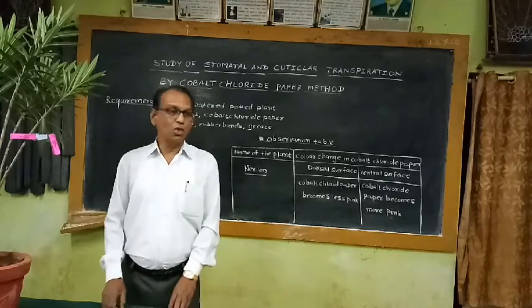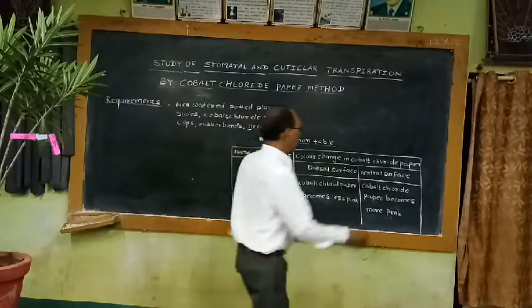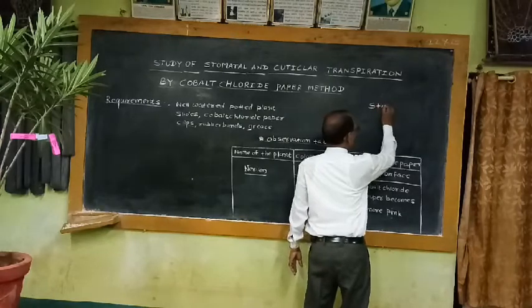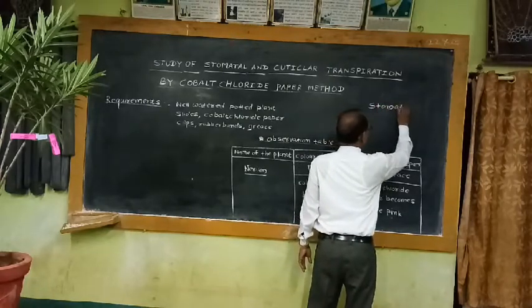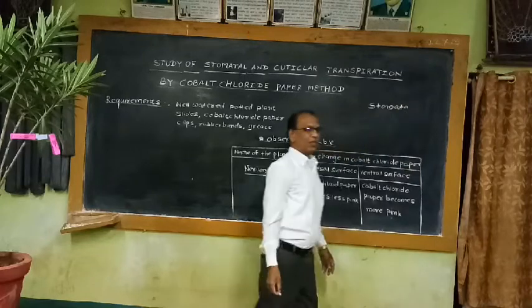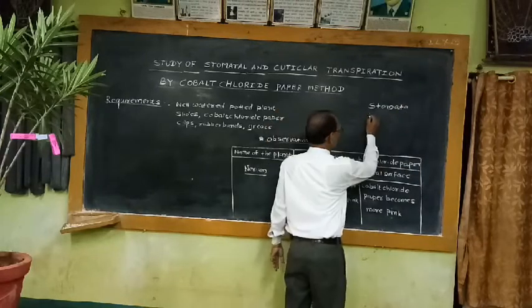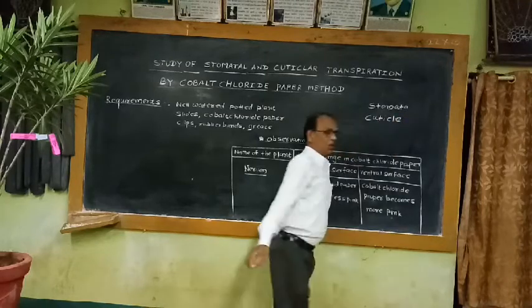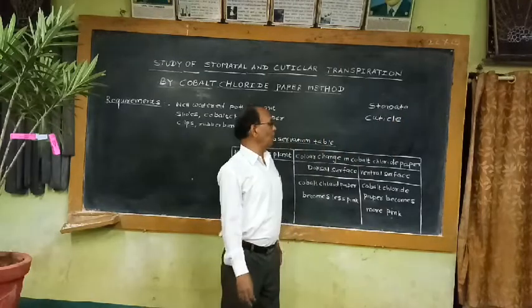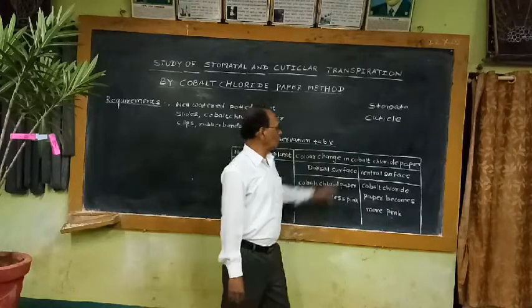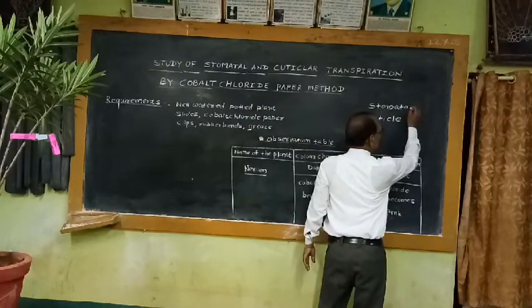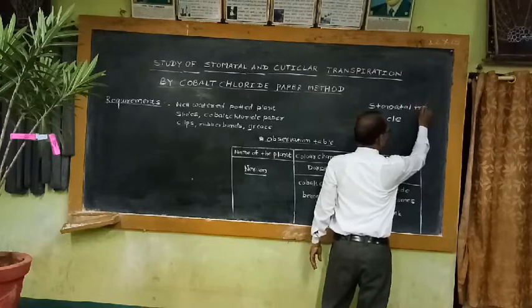So in addition to the stomata, another structure is also involved in transpiration. The name of the structure is a cuticle. Removal of water in the form of vapors through stomata is commonly known as stomatal transpiration.